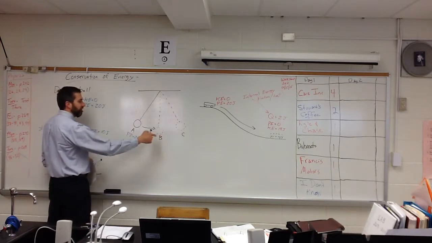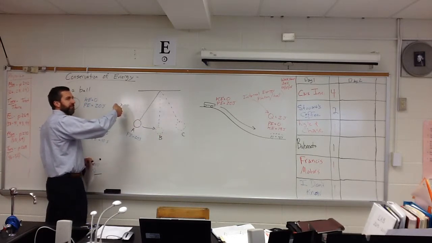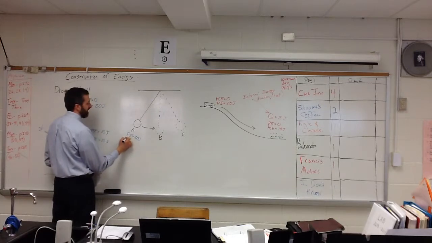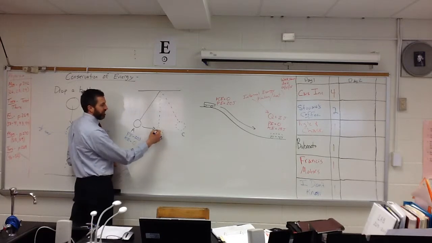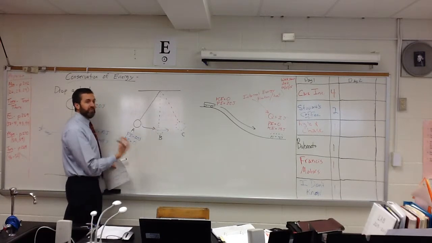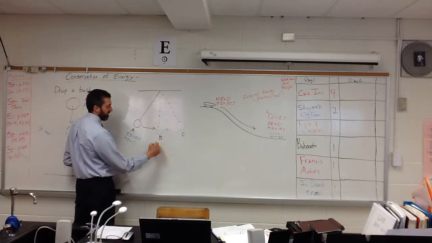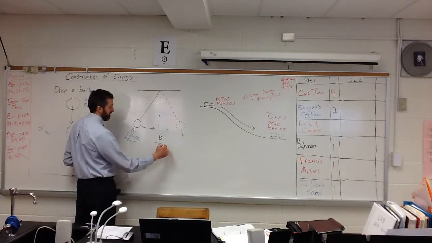Now since point A is the point where it stops before it goes back down, what's the kinetic energy? 0. Okay? Follow it through at the bottom. This is the point where the pendulum is moving the fastest, so it has the most kinetic energy, which would mean it must have 20 if we're using our numbers.